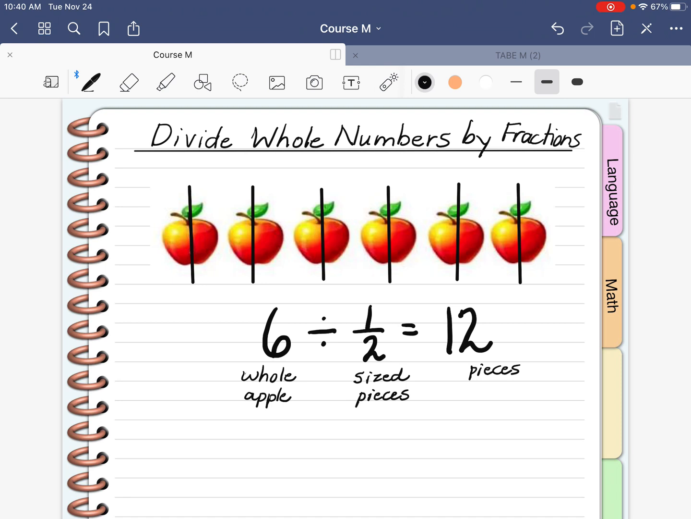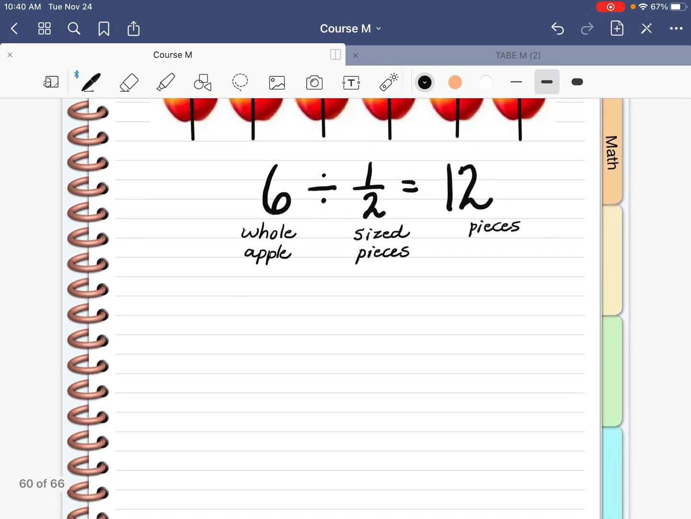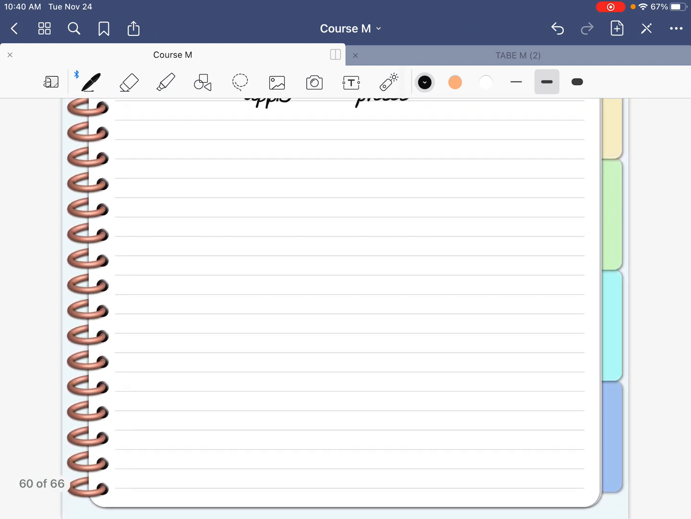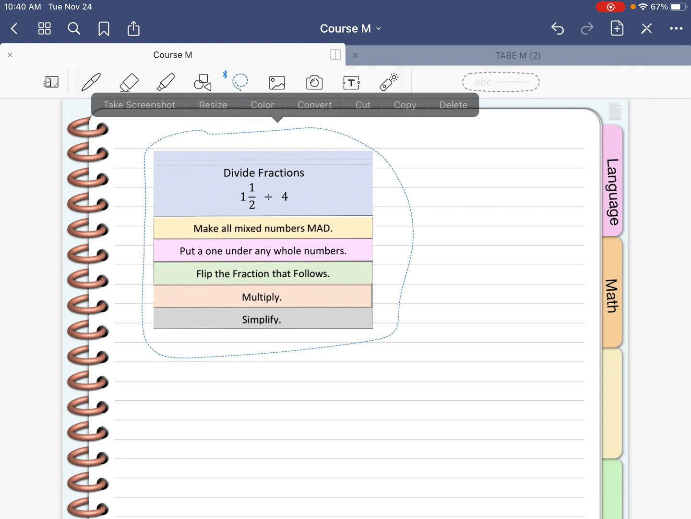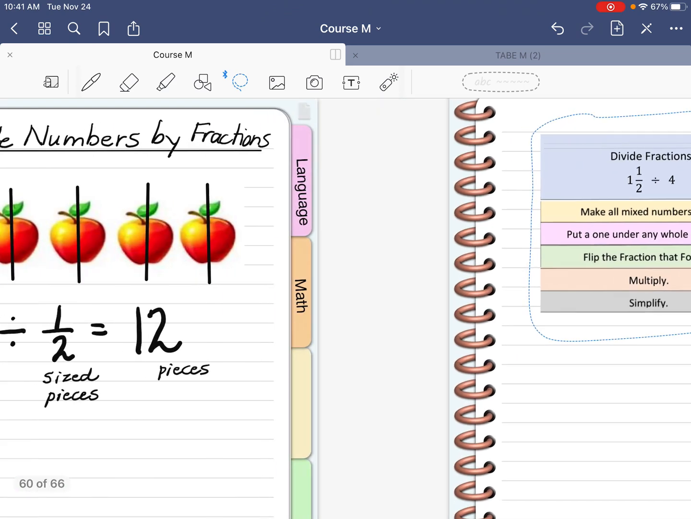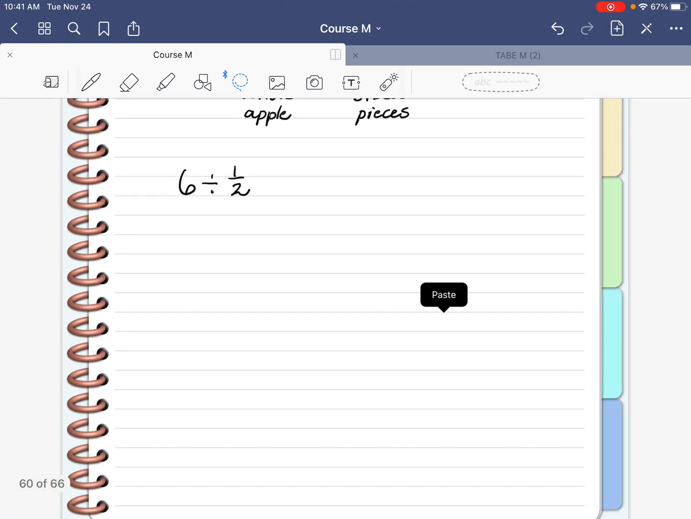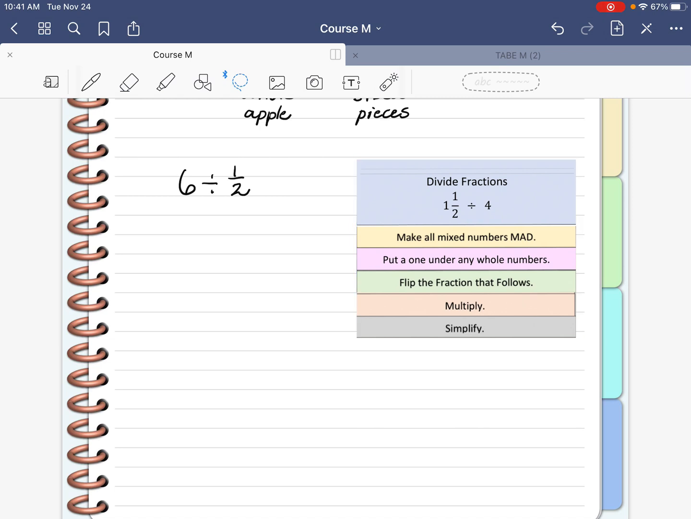But obviously on a test, you're probably not going to have apples to look at. We're going to have to do this mathematically. If you have a calculator, you just type it in. But what if you don't? What if you have to work this problem without a calculator? Do you remember this memory piece that we made in our last lesson? We're going to bring that over here and see if we can apply these steps and get the same answer.